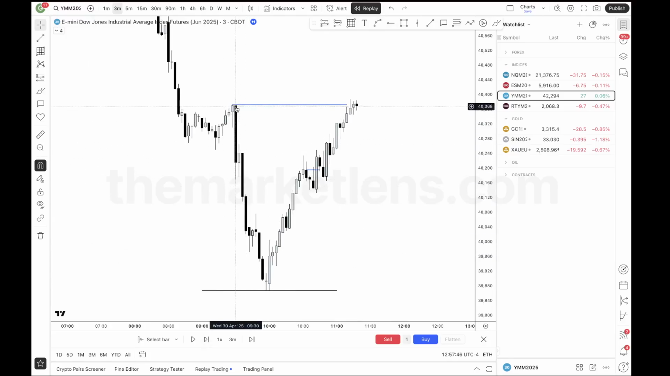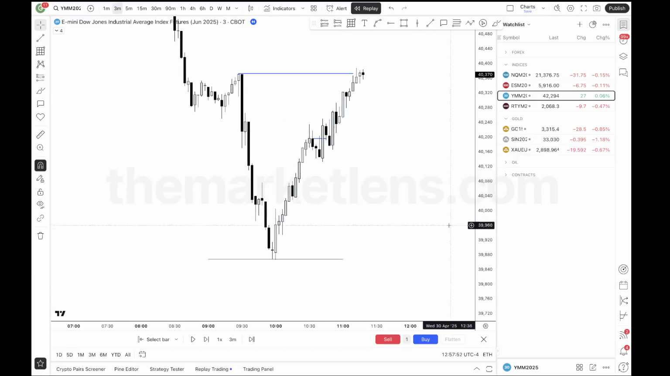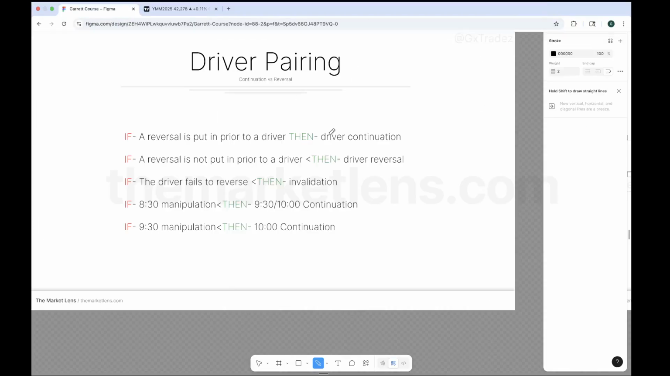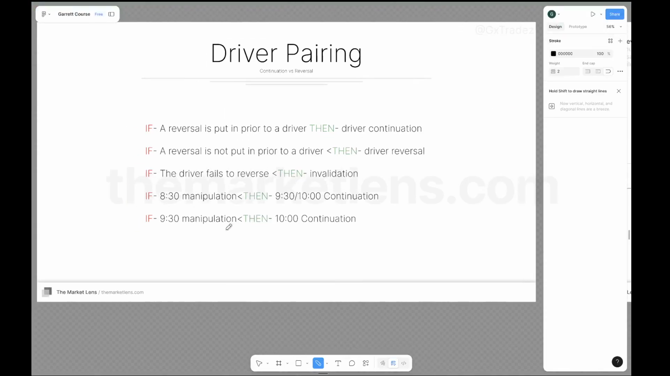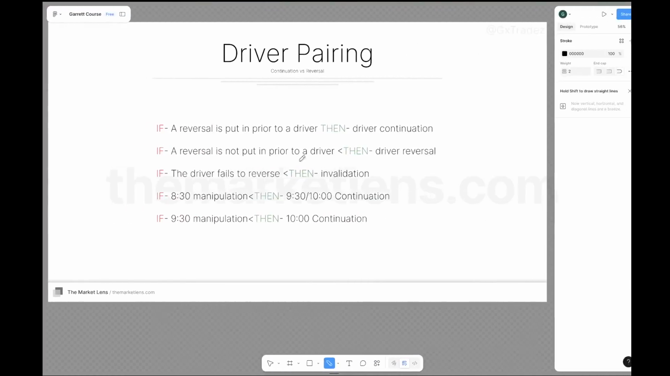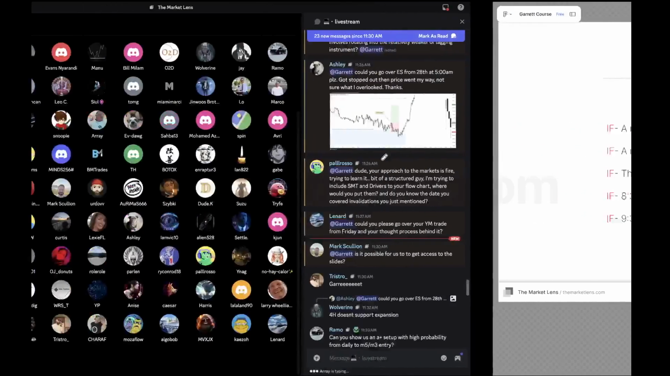Here's 9:30. It's expanding right to it, and then at 10 o'clock we are expanding away, right? So that's a 10 a.m. reversal there. But yeah, this is how you have to kind of pair it, right? Very, very logical and repeatable.